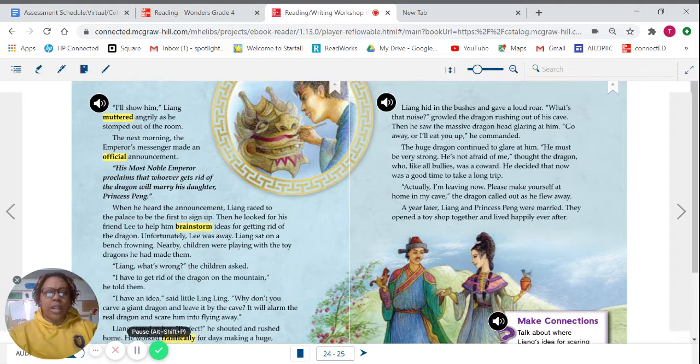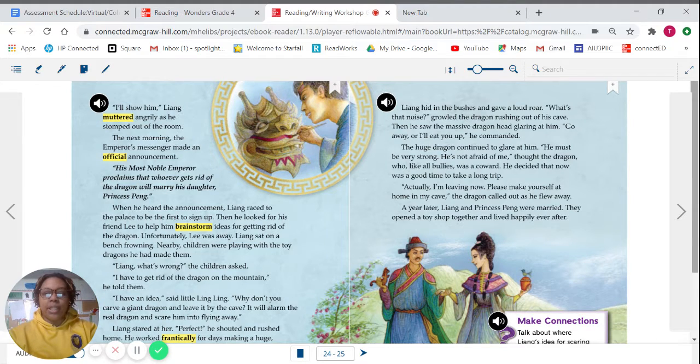"Liang, what's wrong?" the children asked. "I have to get rid of the dragon on the mountain," he told them. "I have an idea," said little Ling Ling. "Why don't you carve a giant dragon and leave it by the cave? It will alarm the real dragon and scare him into flying away." Liang stared at her. "Perfect," he shouted, and rushed home.